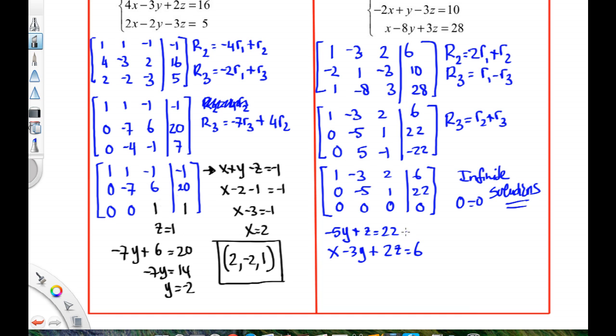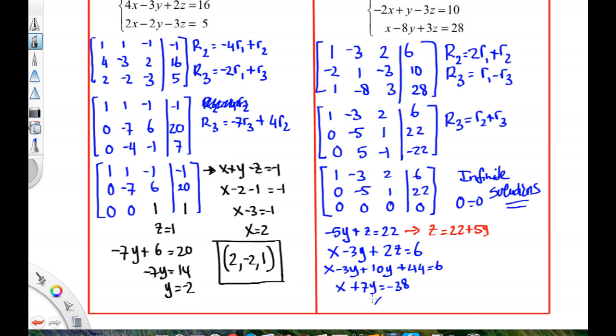Over here, I can rewrite that one a little bit, and I could say that means that z is equal to 22 plus 5y. You guys okay with that? Alright, so I just moved that over, so I'm going to replace this z here with 22 plus 5y. So I'm going to get x minus 3y plus 2 times this thing. So 2 times 5y is 10y, and 2 times 22 is 44. And that means I get x plus 7y is equal to 6 minus 44, which is a negative 38.